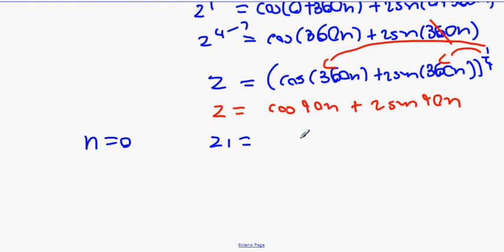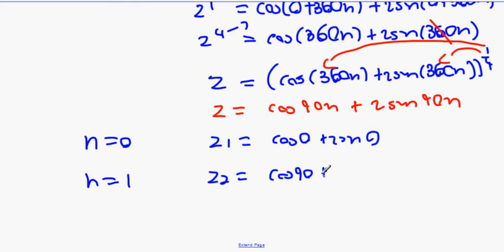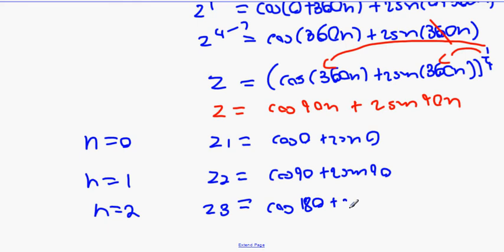So Z1 equals cos 0 plus i sin 0. Z2 is when n equals 1, and that's cos 90 plus i sin 90. When n equals 2, it's Z3, and replacing n with 2 we get cos 180 plus i sin 180. Then Z4 finally is cos 270 plus i sin 270.